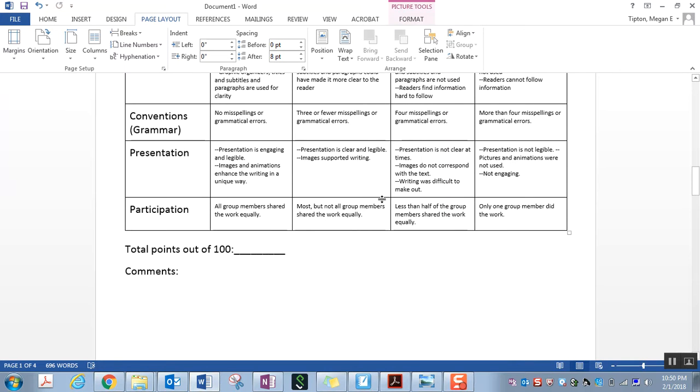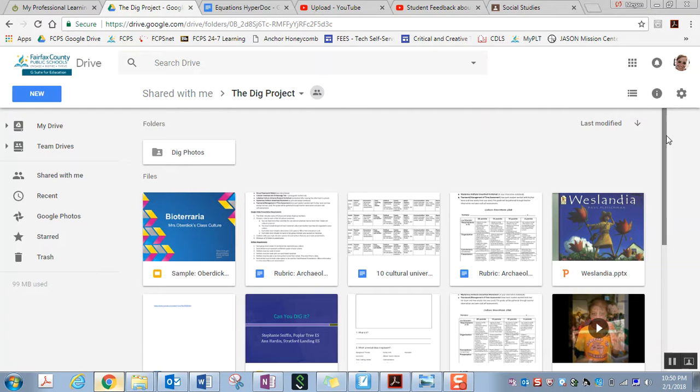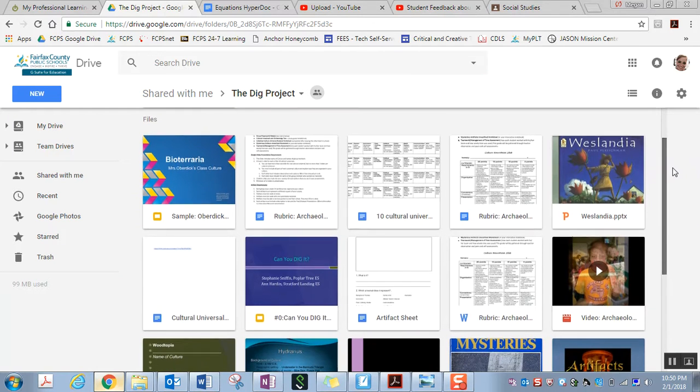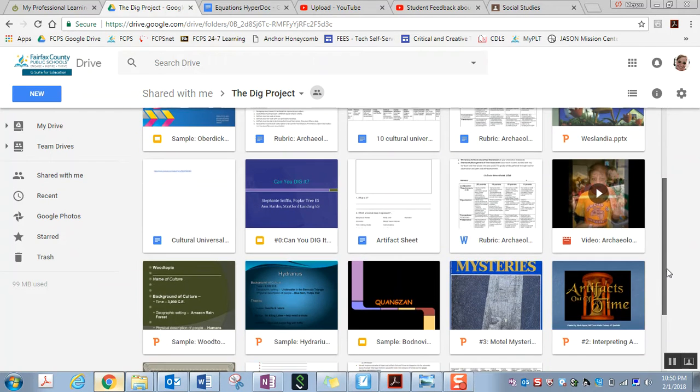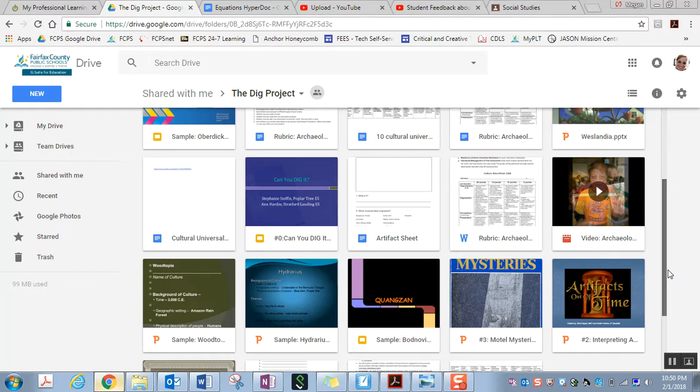As I did this, I also showed them lots of examples. So after we had learned about what cultural universals are, we read Westlandia, we read Motel of Mysteries, I actually shared with them examples of projects so that they could get an idea of what kind of work they would be doing, and this was really, really engaging for them.